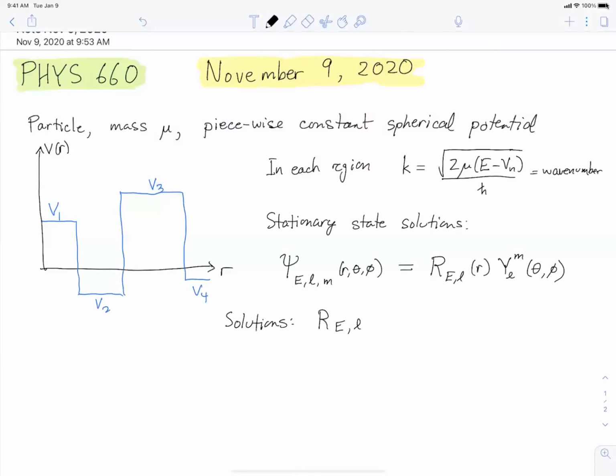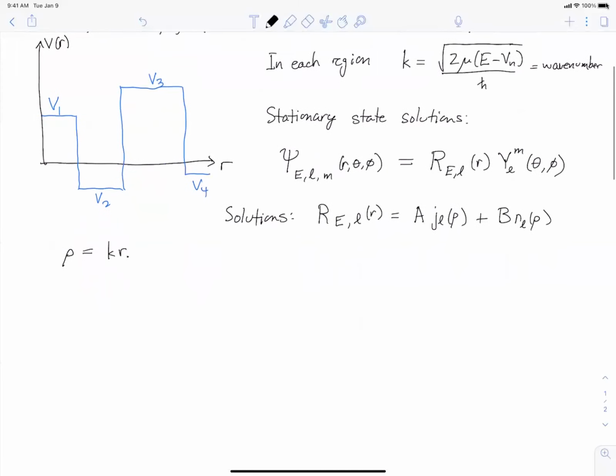Well, we already know what the spherical harmonics are, and the radial wave functions are going to be some constant times a spherical Bessel function of rho plus some other constant times a Neumann Bessel function of rho, where rho is equal to the k value times r. Okay, and so the reason we knew that was true is because we'd already solved the free particle, and all this is the free particle here shifted in energy by the amount of the potential. So we already know what those solutions are too.